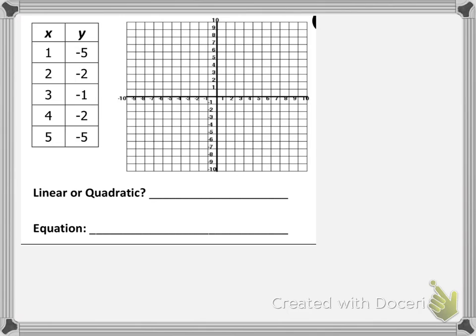Here we've got, let's plot these points. So we've got 1, -5, 2, -2, 3, -1, 4, -2, 5, -5. Okay, so what does this one look like? This one looks like a parabola, right? So this one would be a quadratic.